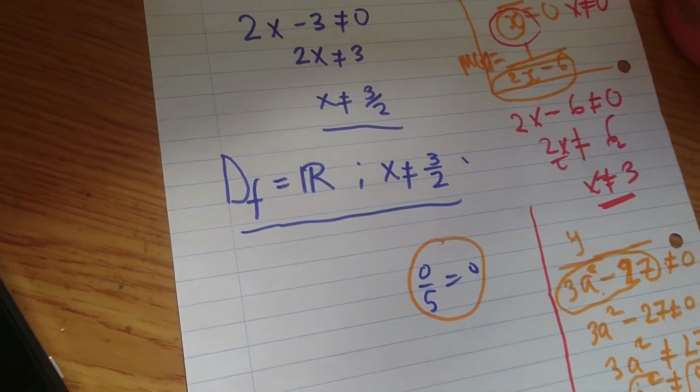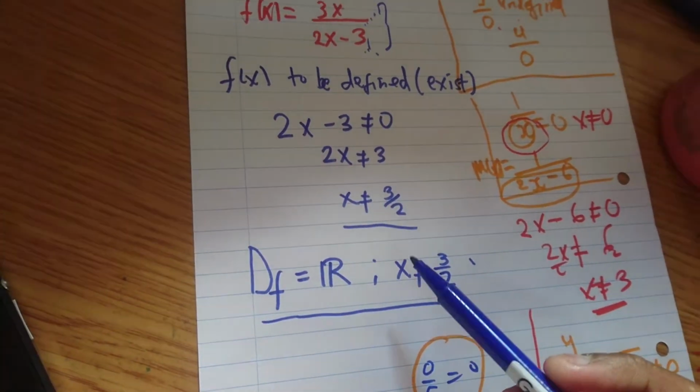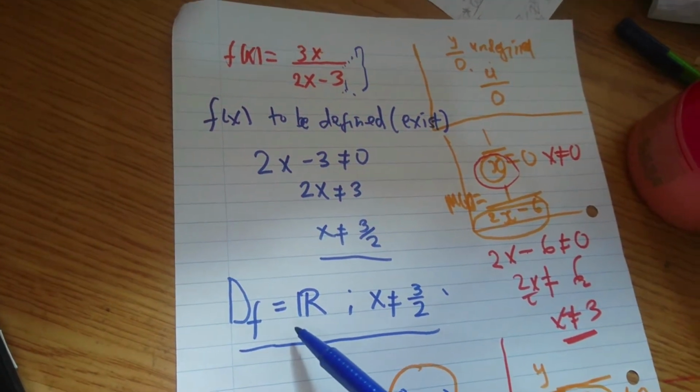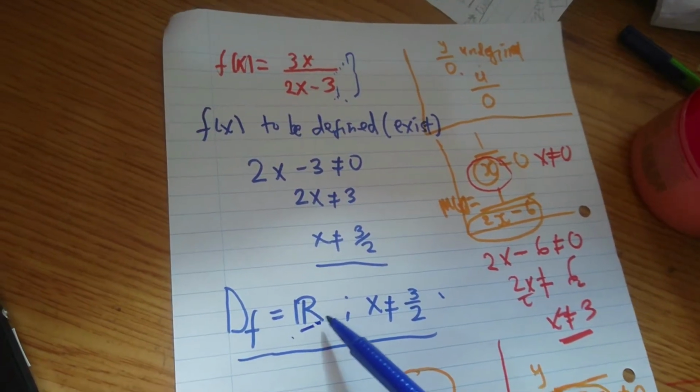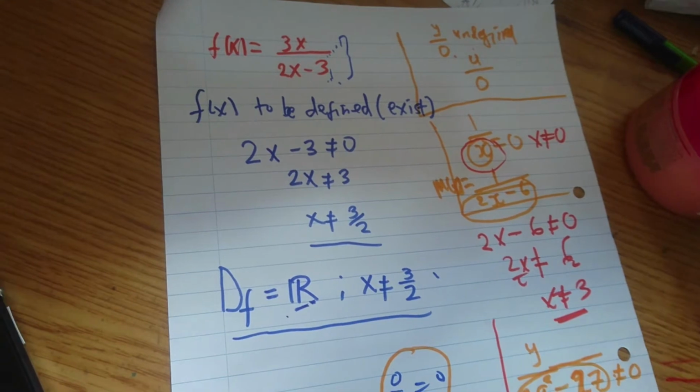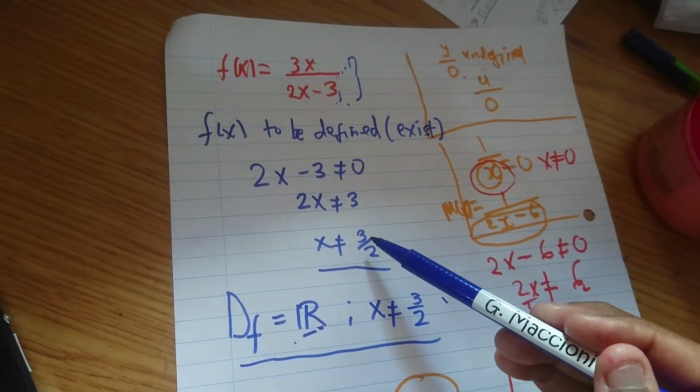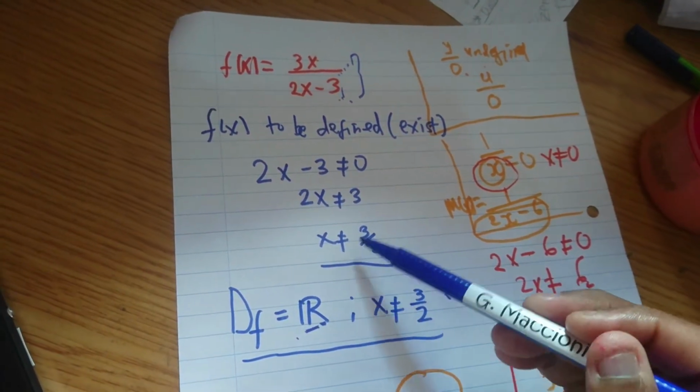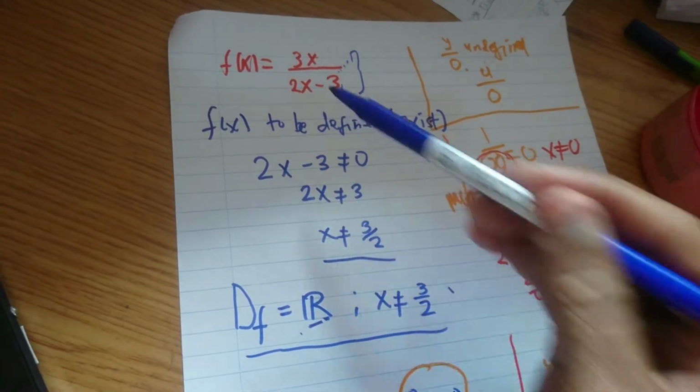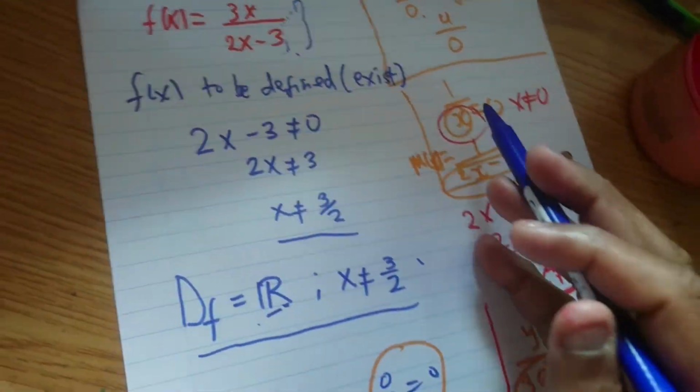So all the other numbers are going to work. The domain of the function f is all real numbers. When you say real numbers, it means any real number except x should not be equal to 3 over 2, because when it's equal to 3 over 2, it's going to cause a problem there. And that's how you solve it.